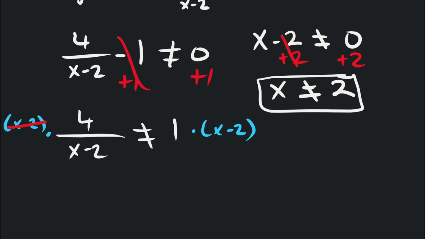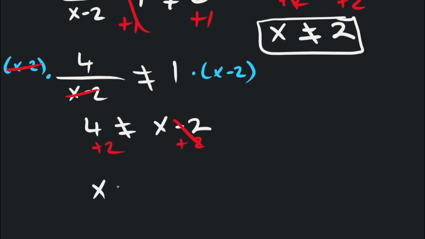That should cancel that out. And we have 4 cannot equal, and what's 1 times x minus 2? So 1 times any number is just that number. So 1 times x minus 2 is simply just x minus 2. And let's go ahead and solve this. We'll add 2 to both sides. And we've isolated x. We have x cannot equal 4 plus 2, which is 6.